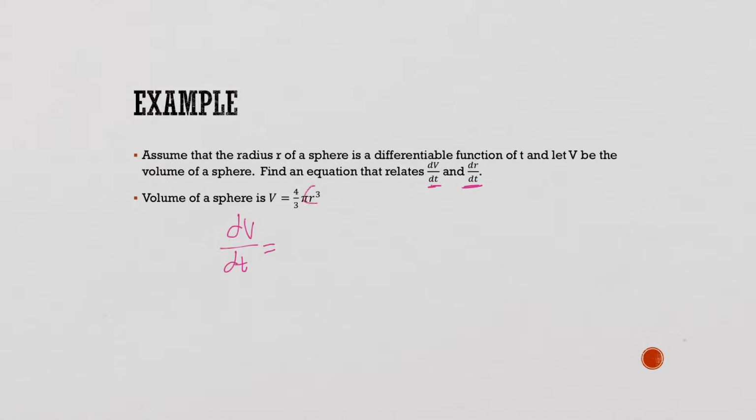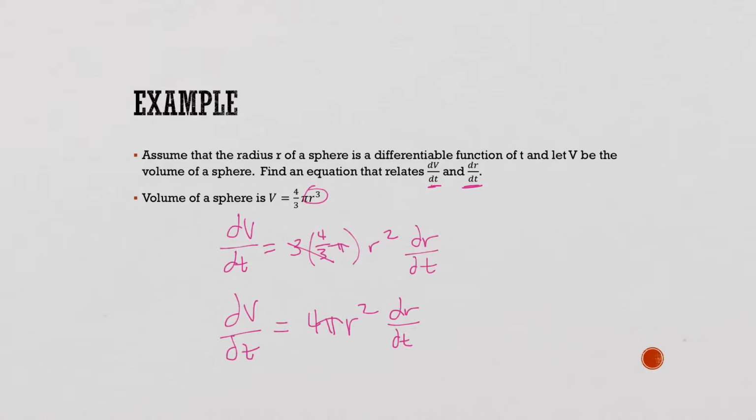If we go through, the derivative of r cubed is going to be 3 times 4/3 pi r squared, and we did the derivative of r with respect to time, so dr/dt. Well, here my 3's are going to cancel, and I'm going to end up with dv/dt equals 4 pi r squared dr/dt. So you can see for every variable that we're taking the derivative of, we're doing it with respect to t. So we include that dt part with each of our variables.